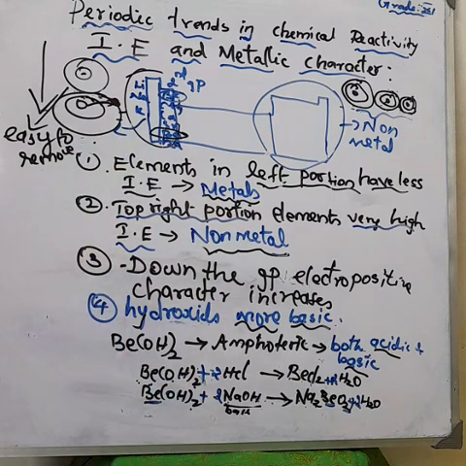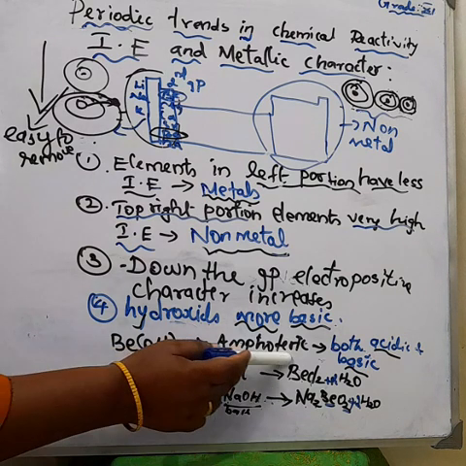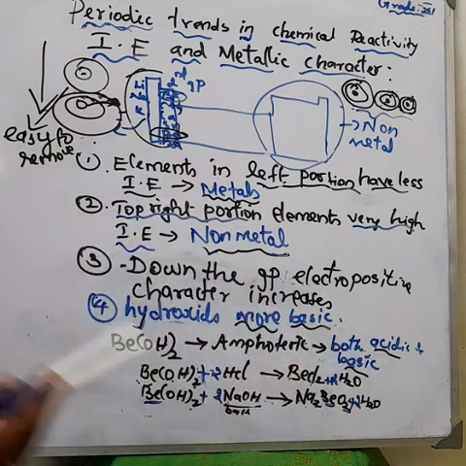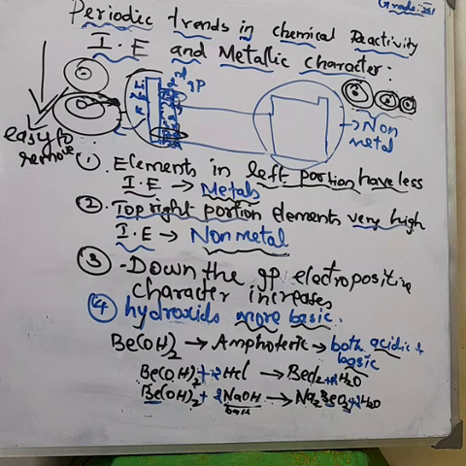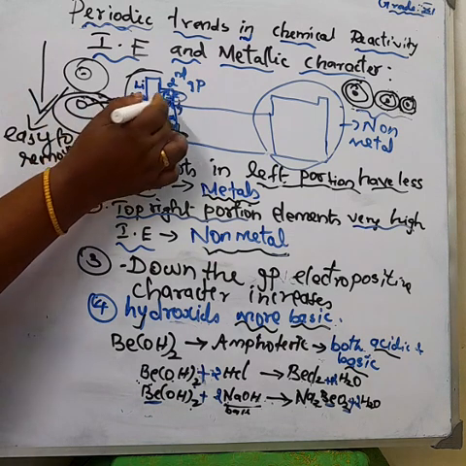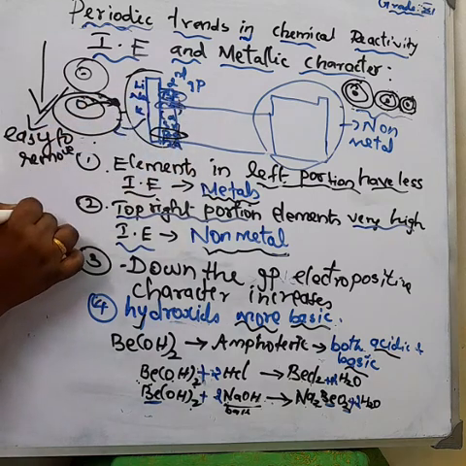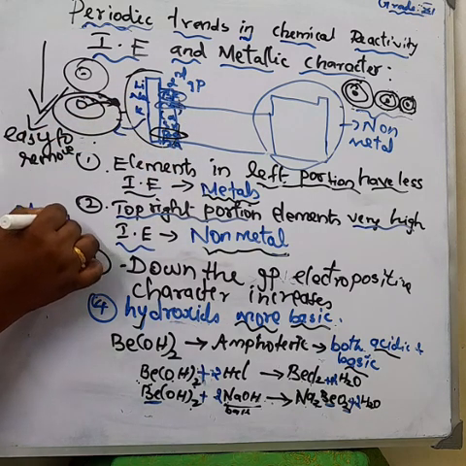Okay, so when we are moving down the group, metallic and basic character increases. This is one of the examples. Beryllium hydroxide is amphoteric in nature. It acts as both acidic and basic. What is the second element of the second group? Magnesium. Magnesium hydroxide is also only a weak base.